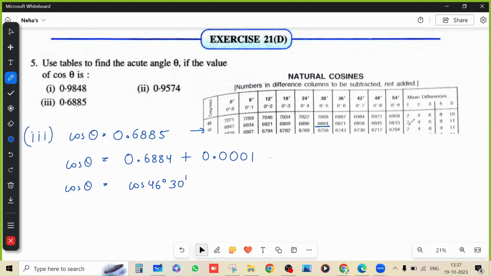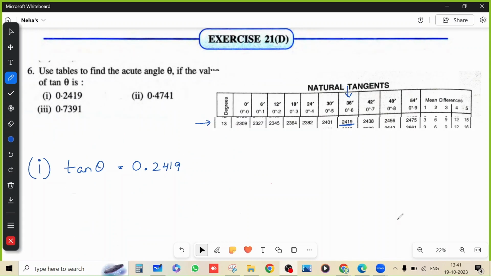and this value, if you will look for, is not exactly there in the table. So we will find the value that is closest to it, and this is the value of 1 minute. We will use that now. This is 1 minute, and as we have discussed earlier, in case of cos the values will get subtracted. This is equal to cos theta is equal to cos 46 degree 29 minutes. Therefore, theta is equal to 46 degree 29 minutes.